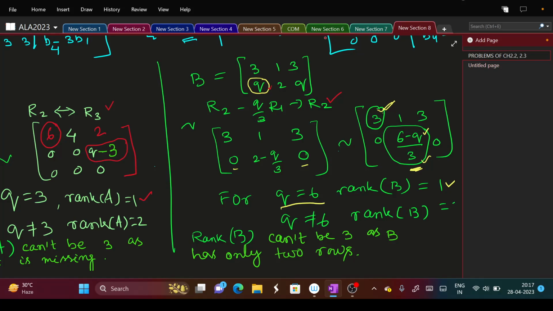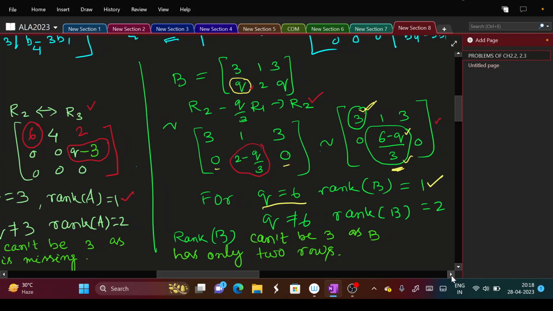So q minus q is 0. Similarly, here also q minus q, this element is also 0. And this is q by 3 minus q by 3. So 2 minus q by 3 is the middle element. Now, if this middle element, that is 6 minus q, after writing it, this is the new matrix after simplification.